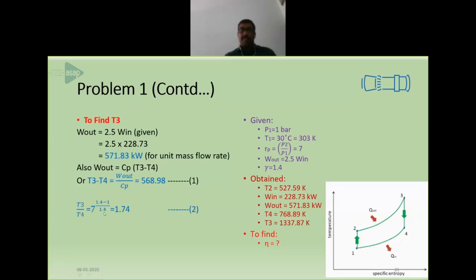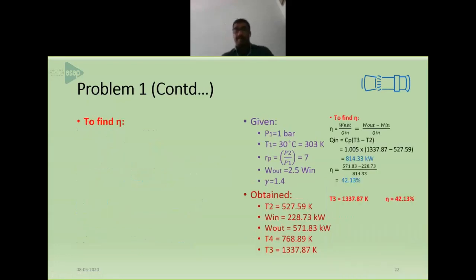Here you are having T3 by T4, which is equal to 1.74. So you are having two unknowns and two equations. Solving 1 and 2, simply you can solve this and you will get T3 is equal to 1337.87 and T4 is equal to 768.89 Kelvin. Of this, the first value, that is T3, is the first part of the question.